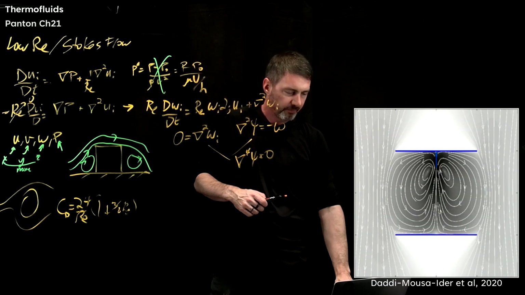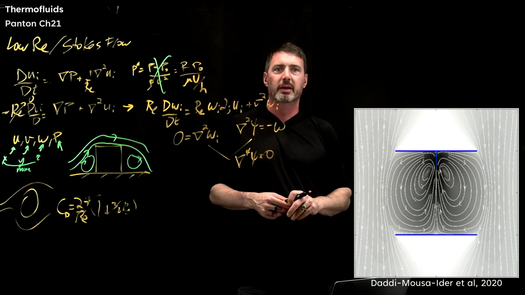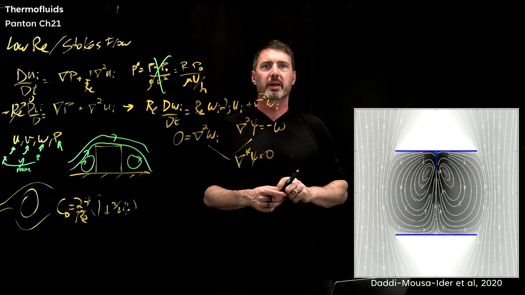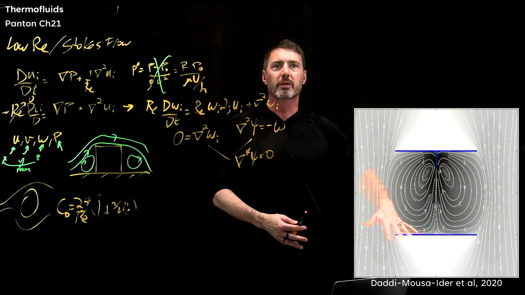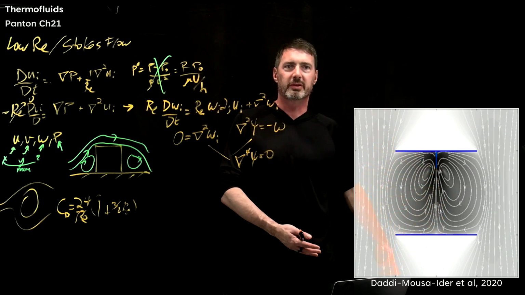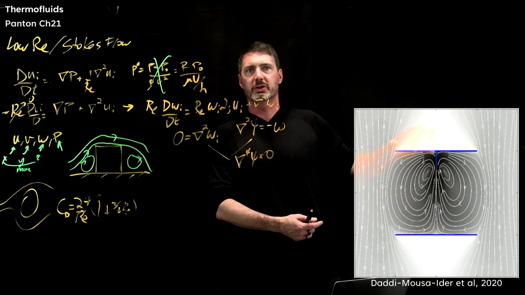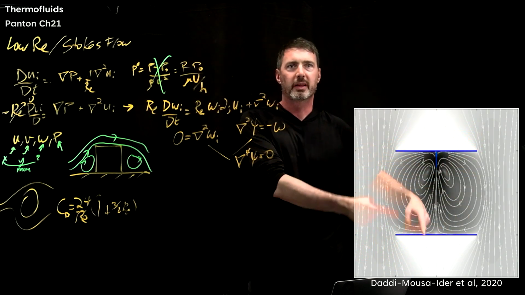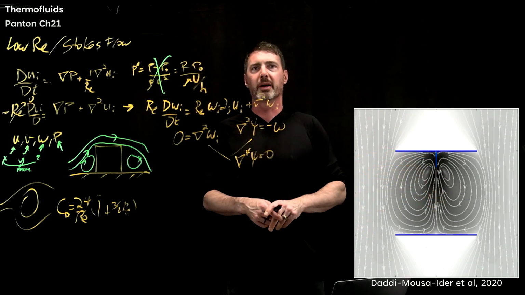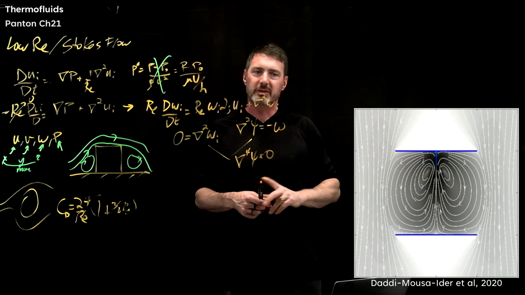And then here's an interesting one from Danny Mouser, Eider et al. 2020. This is flow over two plates, which is interesting. You have this sort of stagnation flow. I know it's a little washed out here. You have things going around, but then you can get this kind of counter-rotating pair. Some really interesting applications there.